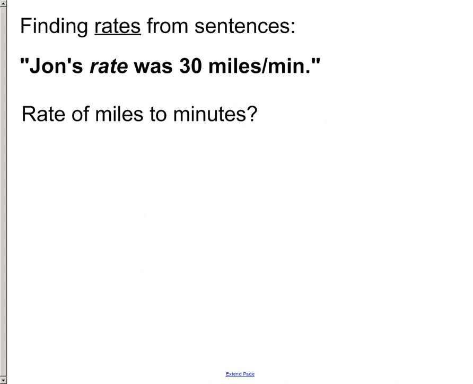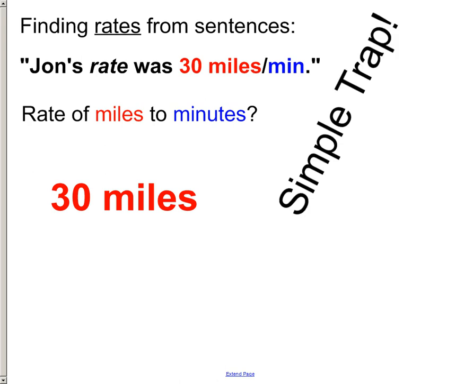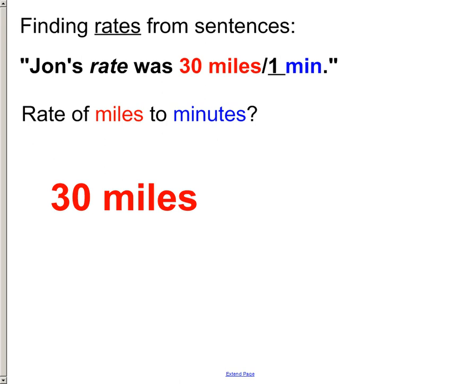Now, let's take a look at this. John's rate was 30 miles / minute. That means 30 miles per minute. And this is a slight bit of a trick there. It's easy to spot the miles. They want the miles first, rate of miles to minutes. Well, how many minutes are there in there? Well, it doesn't show, but it has to be understood that when it says 30 miles per minute, that's the same as a minute or 1 minute. And that's all they're trying to do. They're just trying to mess with you. And so it's 30 miles to 1 minute. There's your rate.